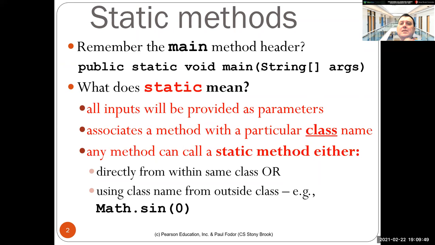What does static mean? Basically, it means that all inputs will be provided as parameters. This method main takes everything that it needs from the arguments, and then it may read something from the command prompt, but it doesn't return anything. All inputs are either provided as parameters or read from somewhere, a command prompt or a file and so on. It associates the method, this function, with the class itself. So the method is not called for a particular object of that class.